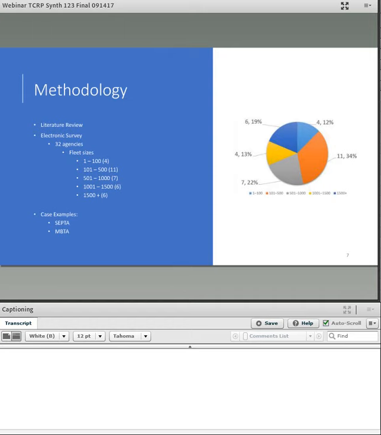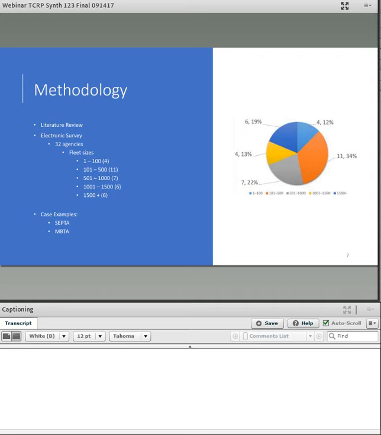Our methodology is basically a literature review and an electronic survey. We put the survey out to 40 agencies, and 32 responded, exceeding our 80% required response rate. We looked at all sizes of fleets throughout the country, ranging from 1 to 100, even one fleet with about 10 buses, then 101 to 500, 501 to 1,000, 1,001 to 1,500, and 1,500 plus. This is not an exact small, medium, or large classification the way they do with airports, but we wanted to group them together as what we believed were small, medium, large, and maybe medium large. If you see the graph on the side, you can see the results are pretty consistent, with the exception that we have a few more of the 101 to 500 size fleets.